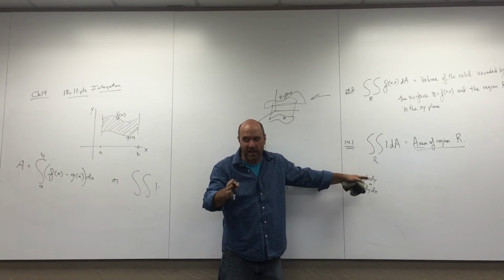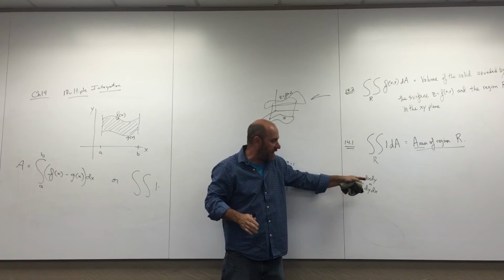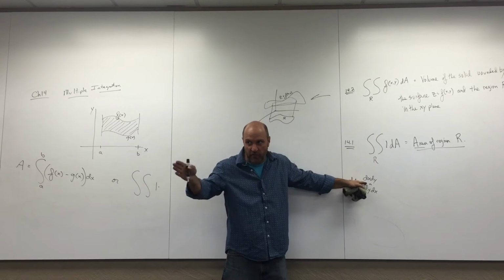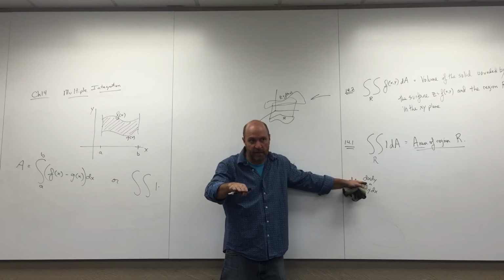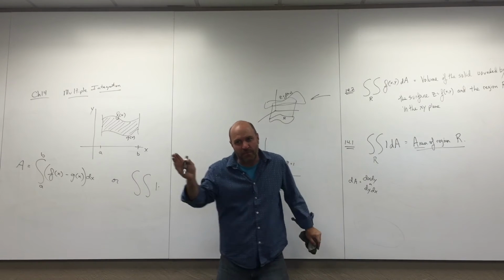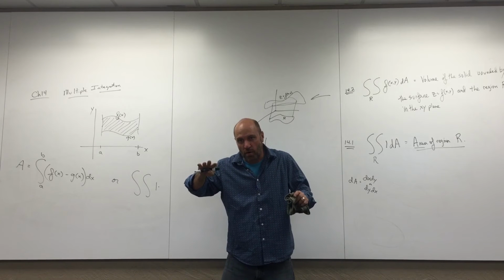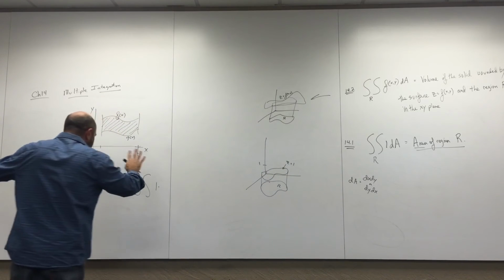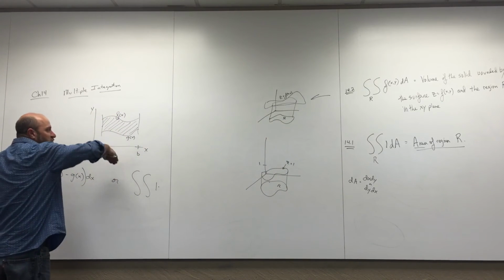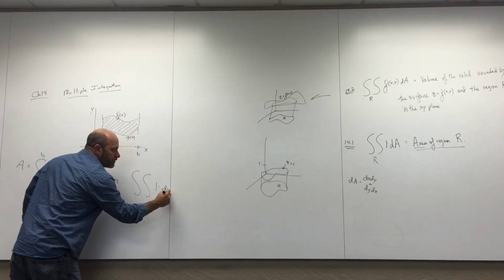That means I think about my region differently. I have to think about my region with x going first and y going second. And see, the one who goes first has to be more generic than the one who goes last. So let's just try to do this one, dy dx.